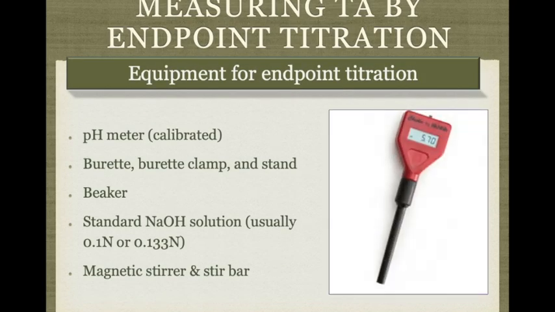So the equipment to do an endpoint titration is you need a calibrated pH meter, a burette clamp, and a stand. You need a beaker, a standardized solution of sodium hydroxide. Usually we use 0.1 or 0.133. It doesn't matter as long as you know what it is, so you can use that in your calculation. And then a stir bar and a magnetic stir plate, because as you titrate in, you want it to be stirring quickly so that it mixes well and you get an accurate endpoint.